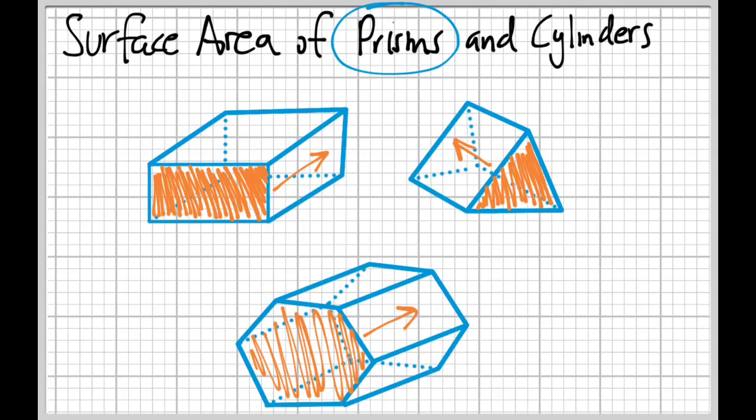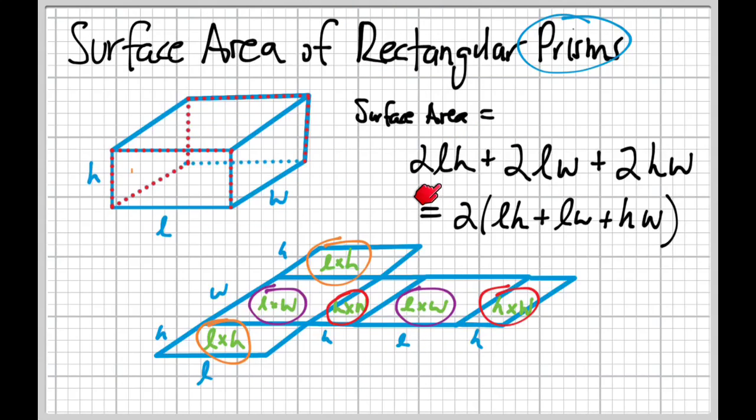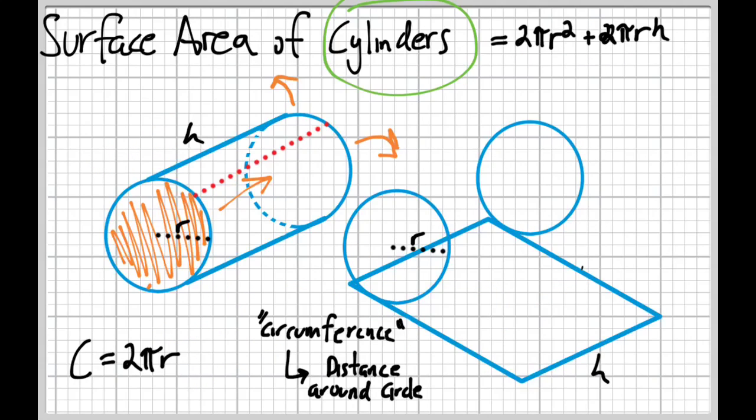If that's a little confusing, don't worry about it. You can just sort of follow these formulas. This one for the rectangular prism, and this one for the cylinder. And that's all there is to it.